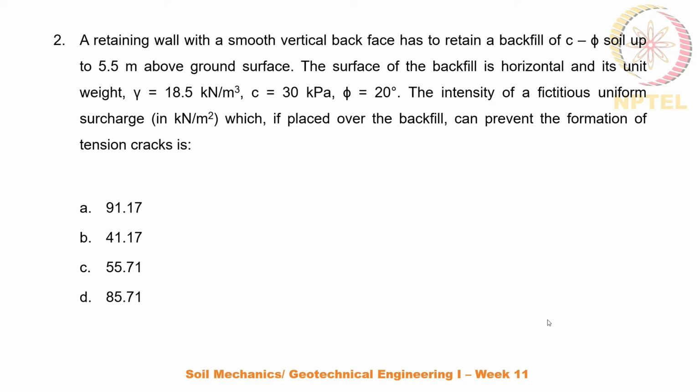So option A, 91.17, option B, 41.17, option C, 55.71, option D, 85.71. So which is the correct option? We need to determine the value of the surcharge that can prevent the formation of any tension cracks.